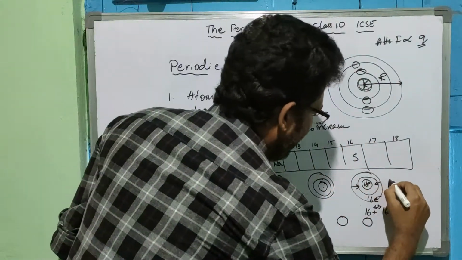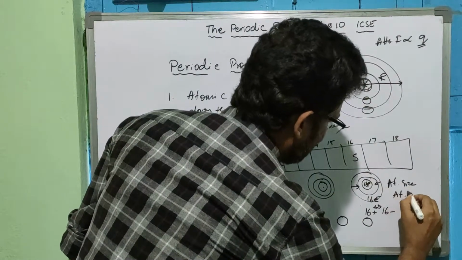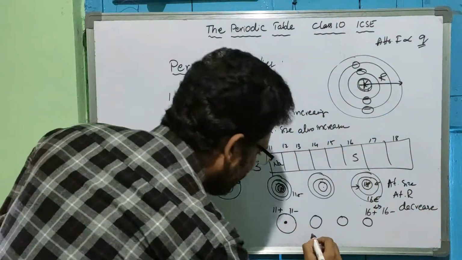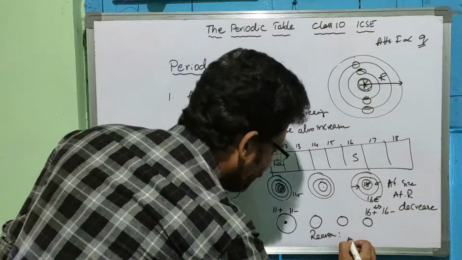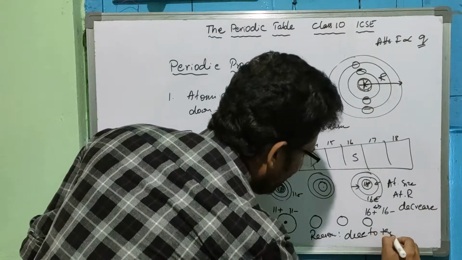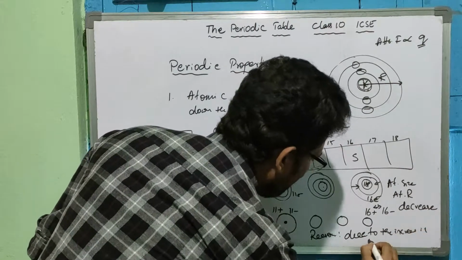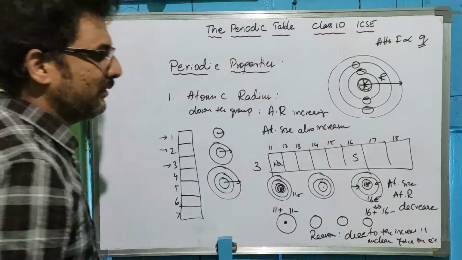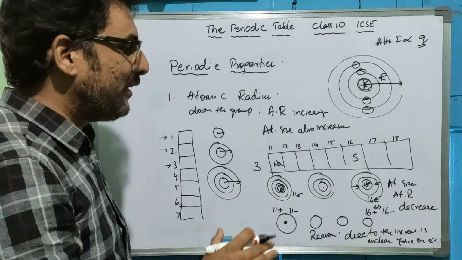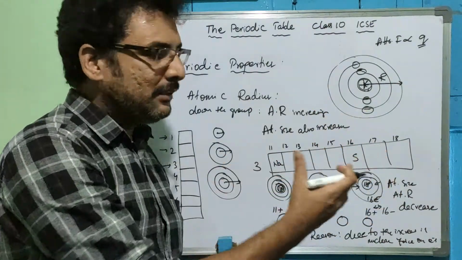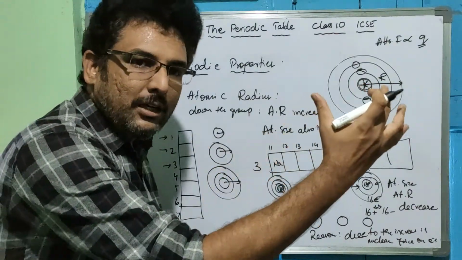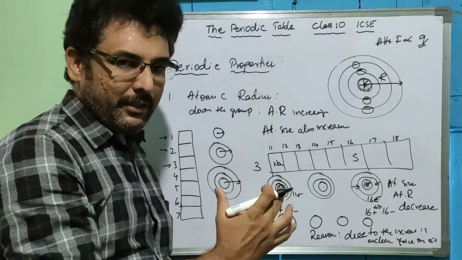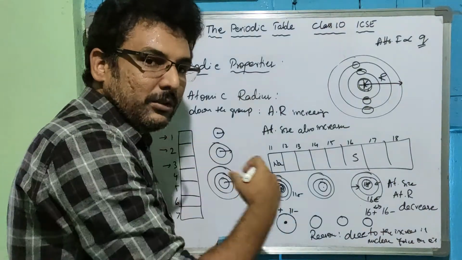So across a period, atomic size or atomic radius will decrease. And what is the reason? The reason for this is the increase in nuclear force on electrons. The effect of the nucleus on the electrons in the shells will be increasing, so that will attract electrons closer to the nucleus. That is the reason why the atomic radius decreases when you move across a period.